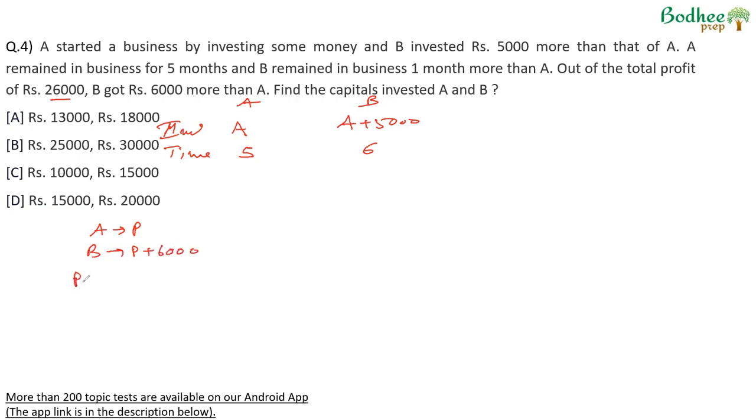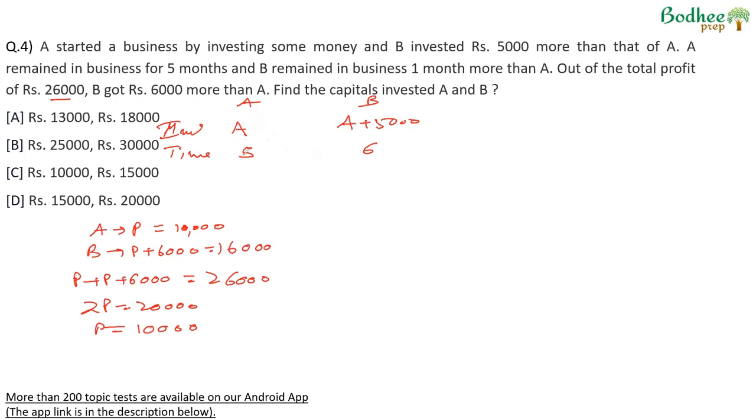And we know that P plus 6,000 plus P, the profit that A and B get, should be equal to 26,000 total profit. 26 minus 6 is 20,000. 2P is equal to 20,000, which means P is equal to 10,000. So profit for A is 10,000 rupees. For B it is 10 plus 6, 16,000 rupees.